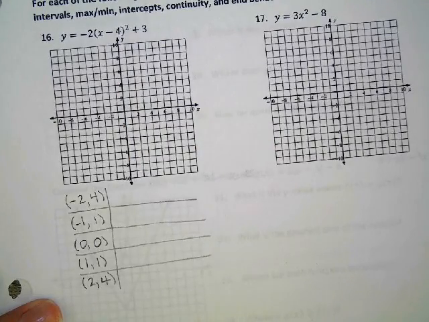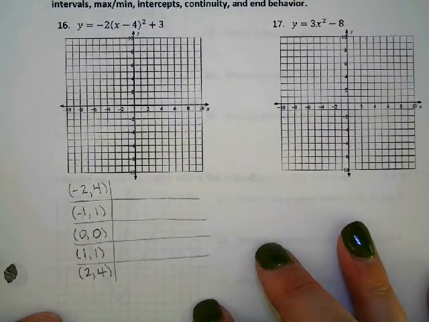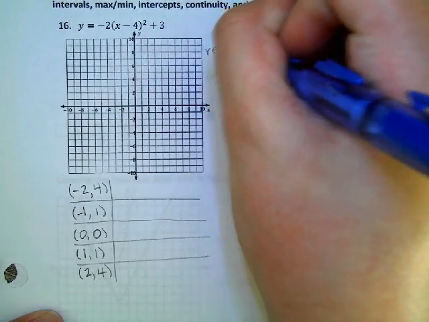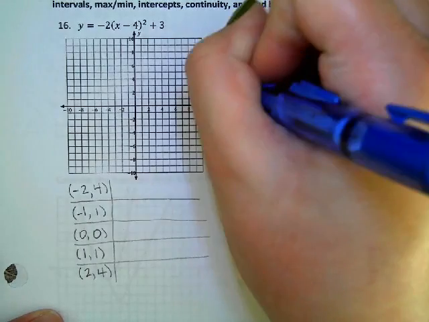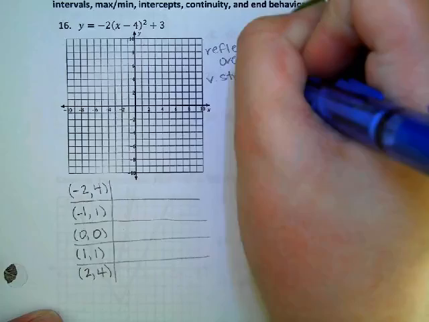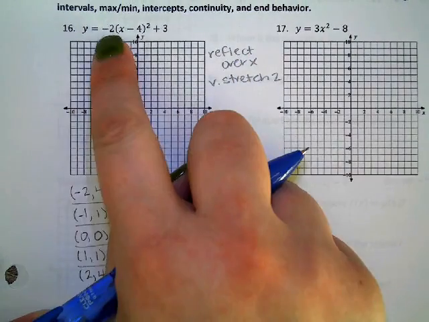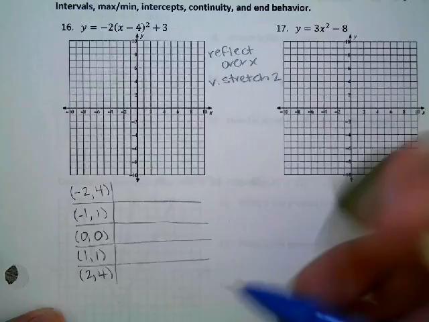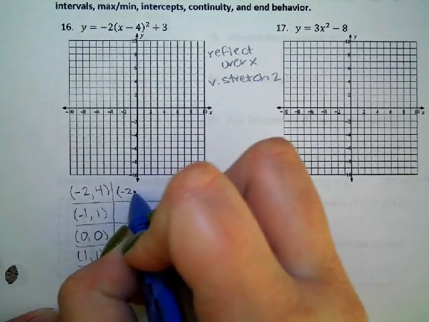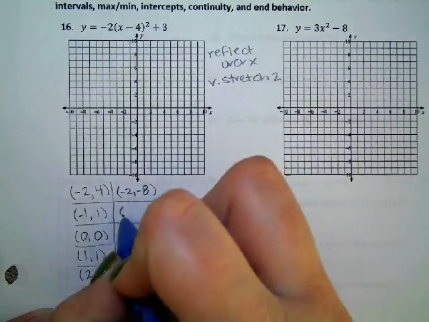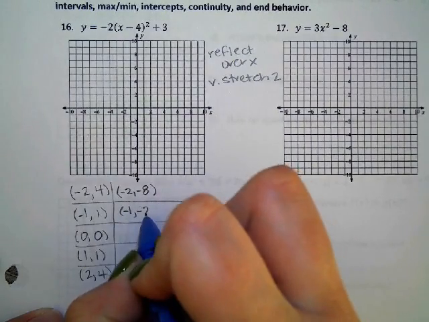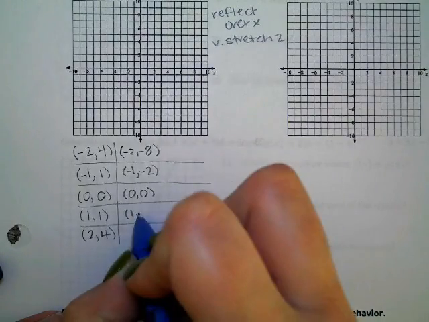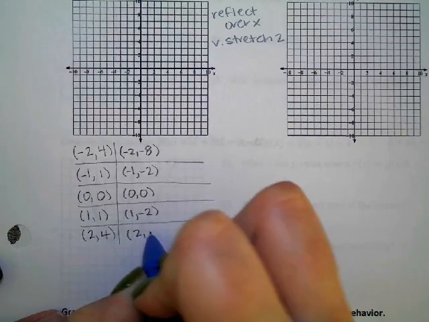So we would take the points, and then to do the transformations, we have a reflection over X and a vertical stretch of 2. So to do the first transformations of reflect over X and vertical stretch of 2, we would take the Y coordinates and multiply them by -2. So we'd get -2, -8 for the first point, -1, -2 for the second point, 0, 0, 1, -2, and then 2, -8.